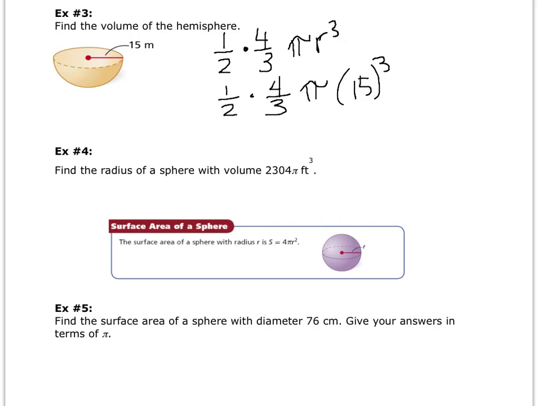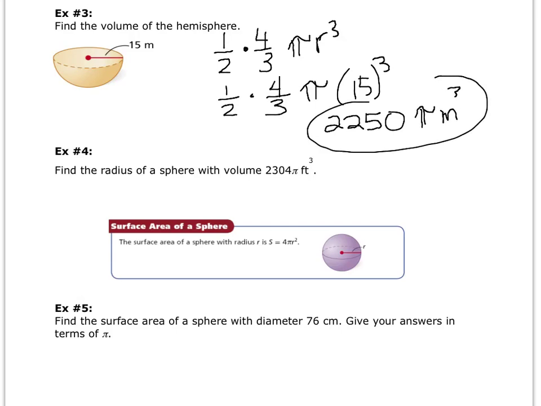So when I key all of that in, and if you want to pause the video to make sure you're able to get it, you're going to get 2,250 pi, and our unit is meters cubed. So that is our volume. Okay, so I would like you to go on and pause the video, do number 4. This will be secret question number 1. So if you want to go ahead and take care of that now and pause it, you can do that.